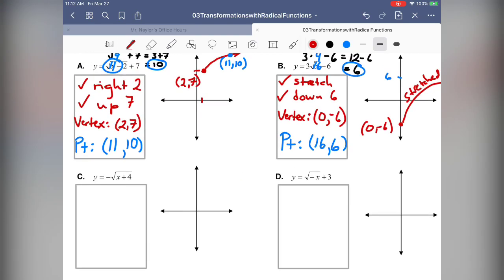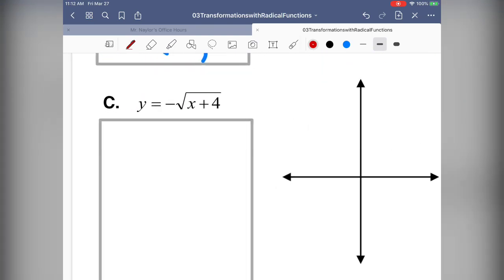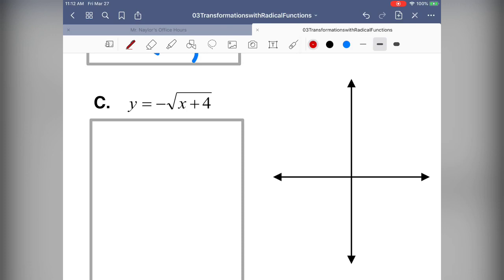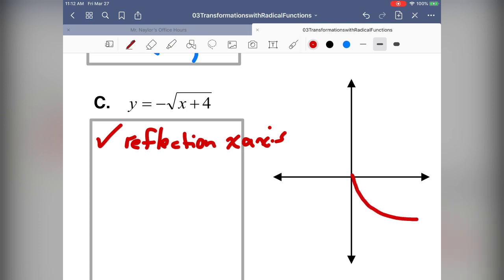Let's do a few more of these together. You'll get an opportunity to do some of them on your own in a moment, but I'd like to show you some more situations. For example, when we have a reflection. Now, it's important to think about the specific reflection. This time it's going to be reflection over the x-axis. What that means is that your graph is going to actually be going in this direction.